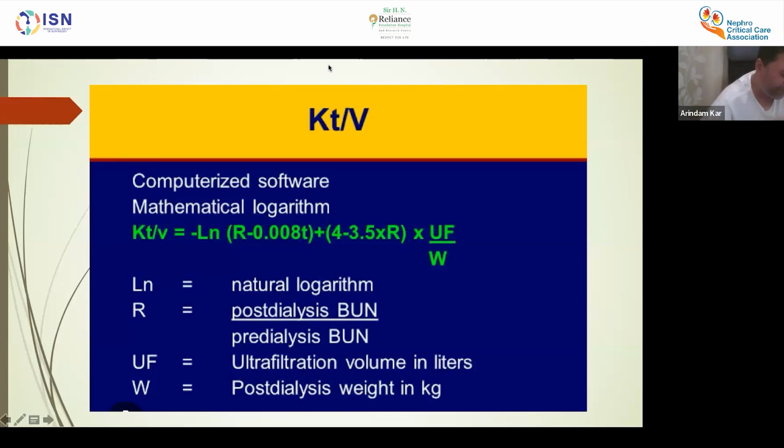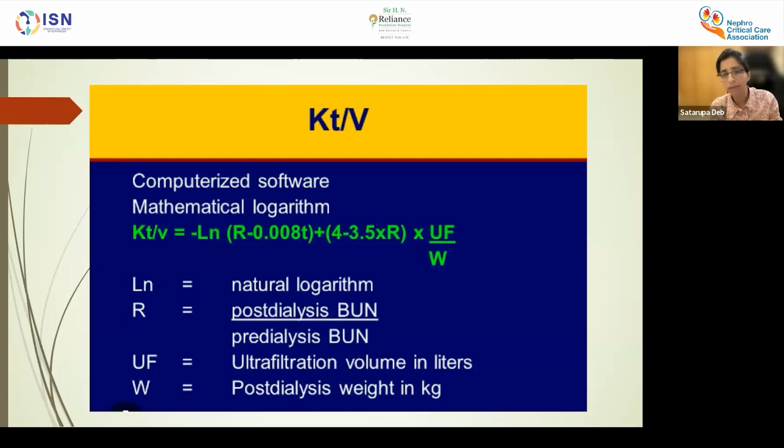Swatha, how do we calculate this? This is a mathematically difficult logarithmic calculation. Do our modern machines give the values themselves, or do we have to calculate? There are certain machines which give you these values, but if you have these parameters in your hand, you can calculate. There are calculators.